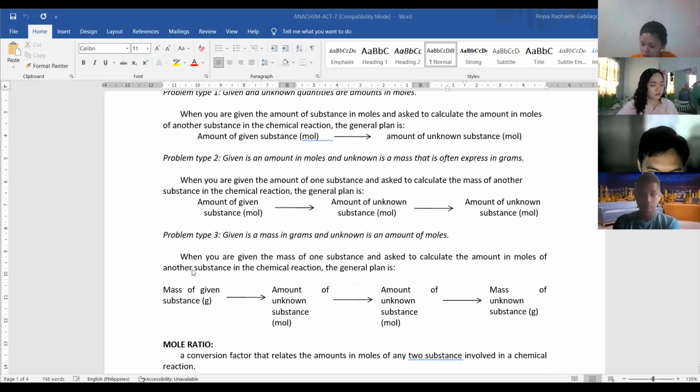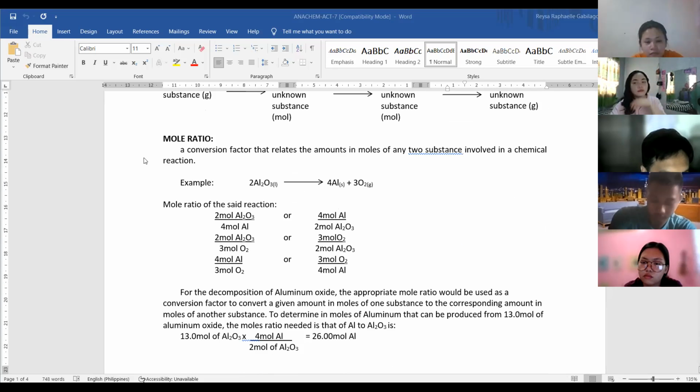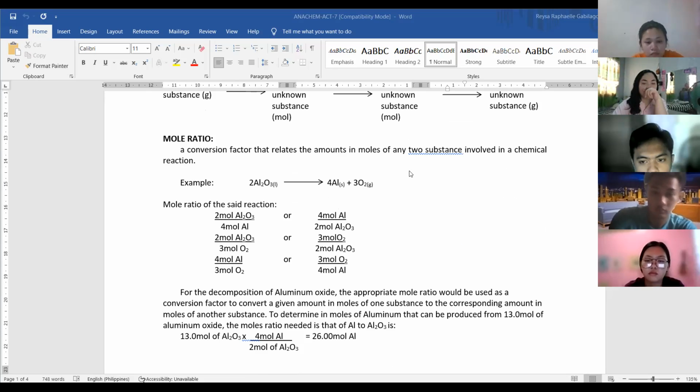This one, the mass of the given substance multiplied to its moles, and that is through the molar mass. And then i-multiply natin siya sa mole ratio, and then lastly sa mass ng unknown, so that we can get the grams. This is the whole pattern, grams to grams. But I believe you are familiar sa pag-adjust sa pattern, depende kung ano yung given and what is asked in the problem. But with regards to the mole ratio, remember this one is coming from the balanced equation.